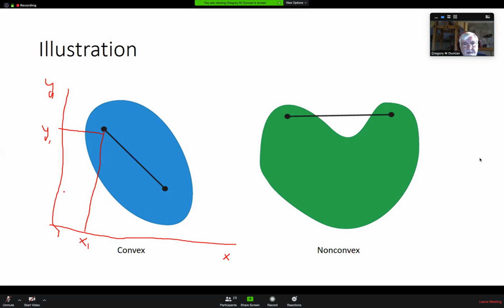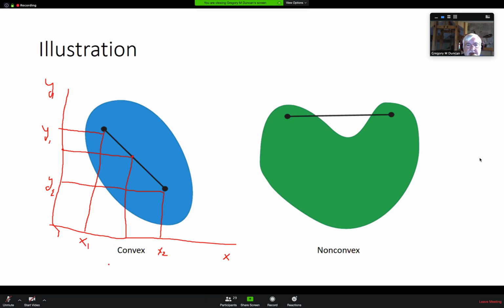Okay. And here is x2. Here is y2, and any point along here is going to be the same average of y1 and y2 as for x1 and x2, okay?